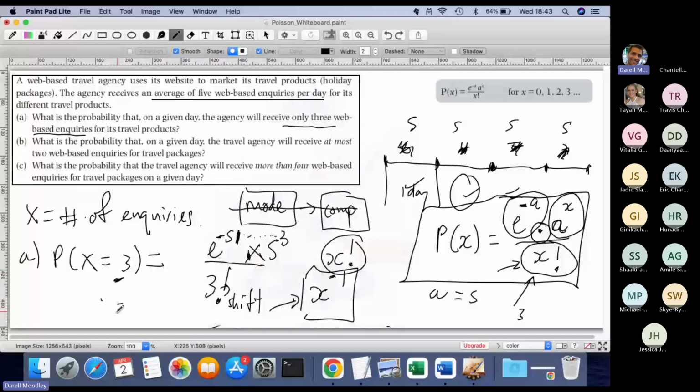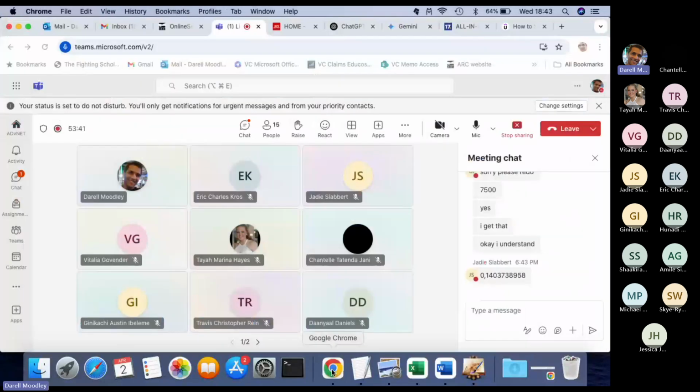Which is 0.1404. Let me just check the chat. Okay, well done.